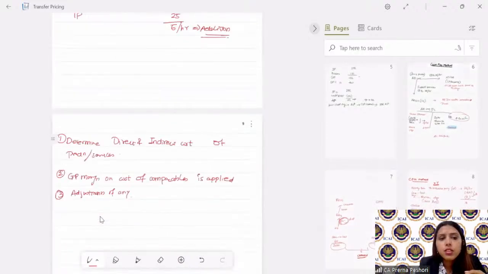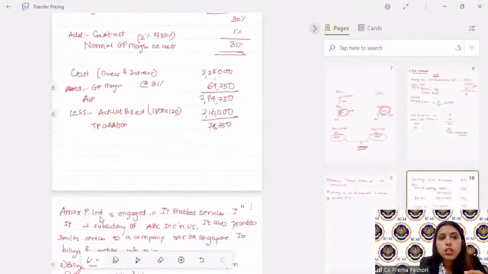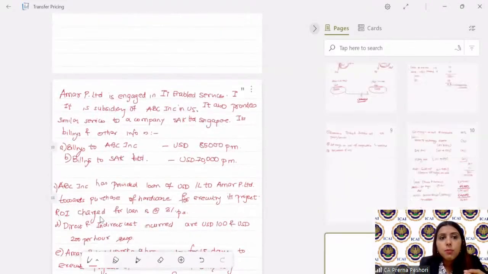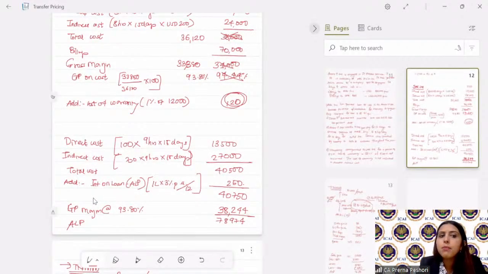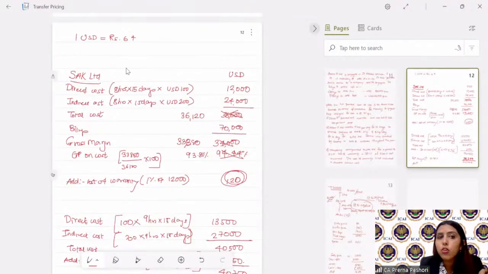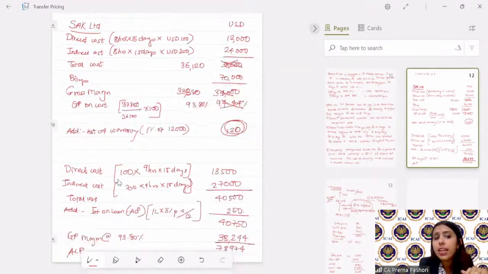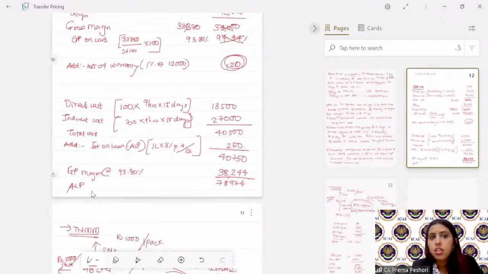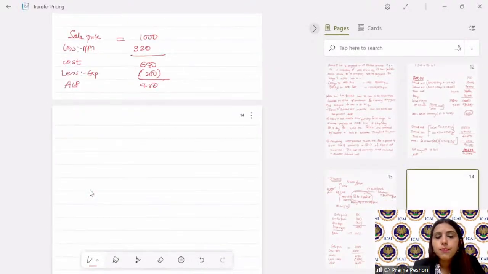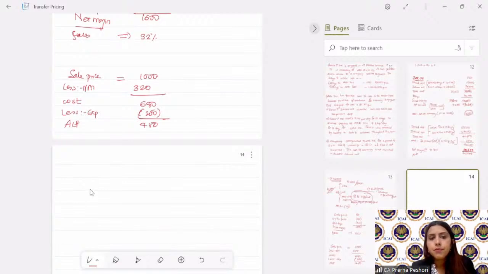Similarly, I told you in this question, Amar Private Limited, here we are adding to the cost. So it's the same thing. This is the cost of warranty. This was with respect to SAK only. So therefore we have added to the total cost, and based on that GP is calculated. We have not added anything to GP. We have added to the cost only. Do not get confused. Is that clear? Okay.